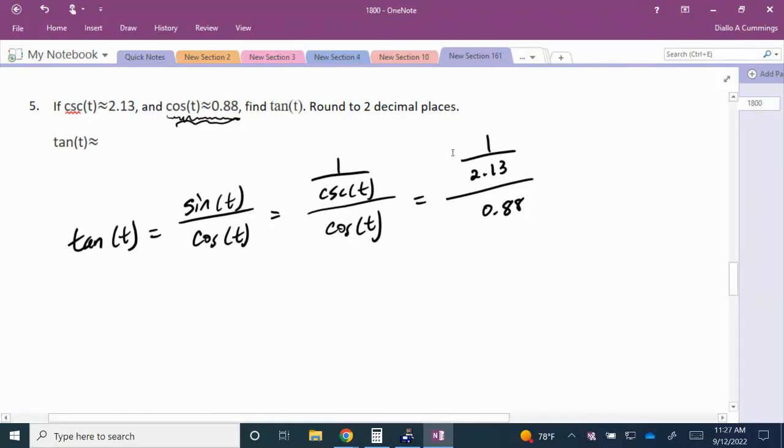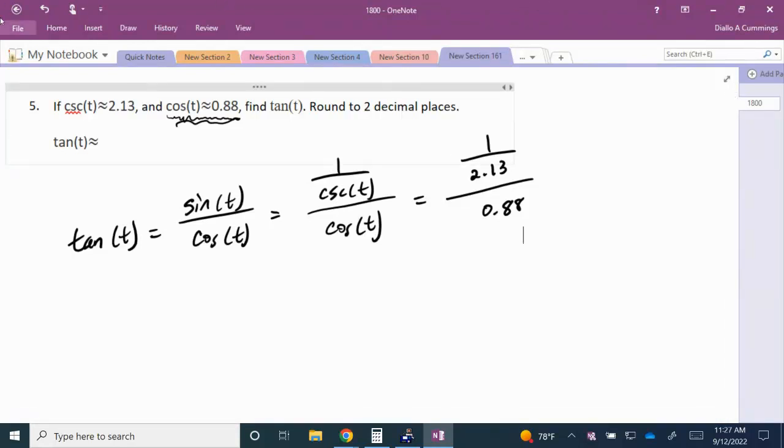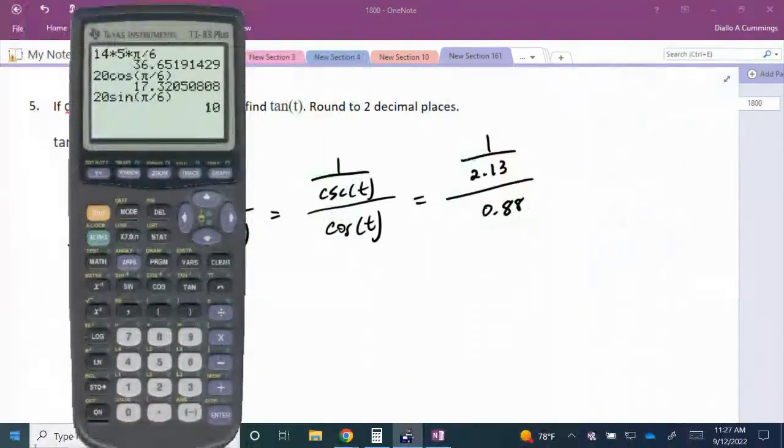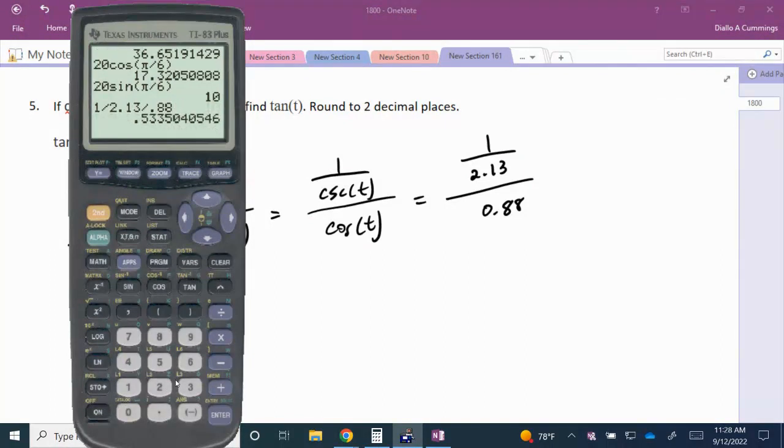And I'm going to bring the calculator back over. So that's 1 divided by 2.13 divided by 0.88. And we have 0.53.